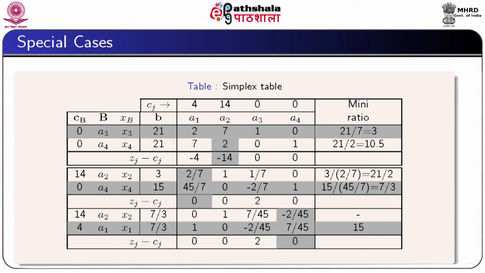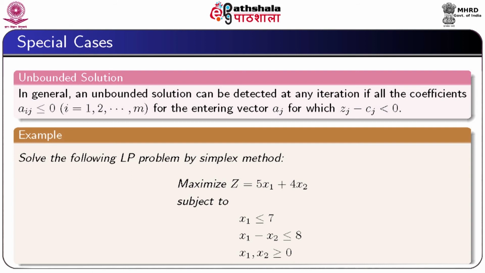Since we have two optimal solutions, x1 equal to 0 and x2 equal to 3, and x1 equal to x2 equal to 7/3, the problem has an infinite number of solutions which can be obtained as a convex combination of these two solutions. Let us now consider another special case, which is the case of unbounded solution in LPP.